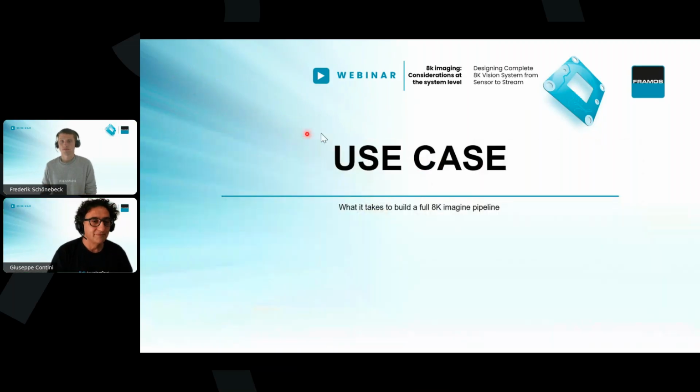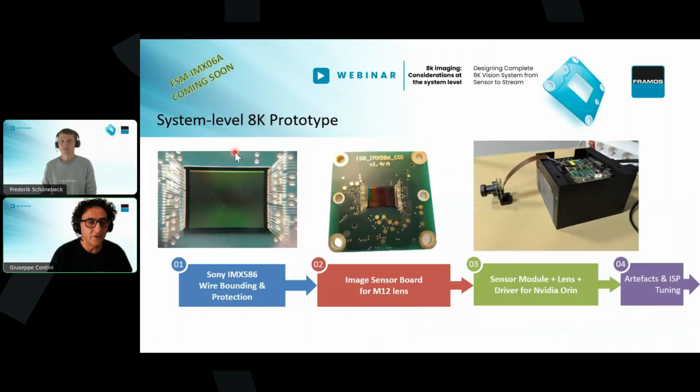So, use case. What we did, and this is a concrete case, is an 8K prototype with the 586 image sensor. You see the wire bonding that we did here. You see the sensor board with the sensor itself bonded on the sensor board, and you see here the NVIDIA. This is an NVIDIA IGX Xavier with a Framos sensor module connected and streaming with the lens.